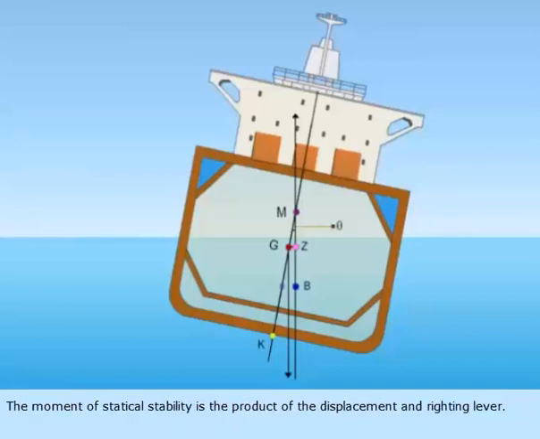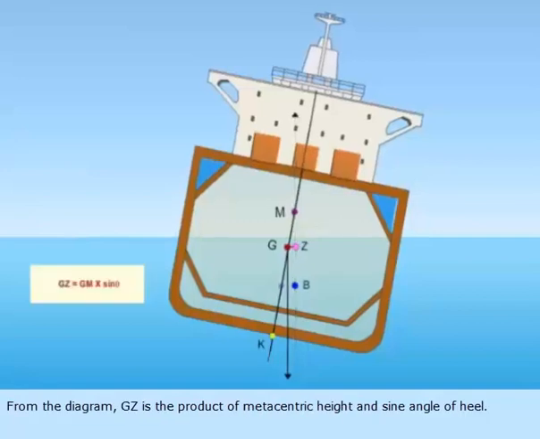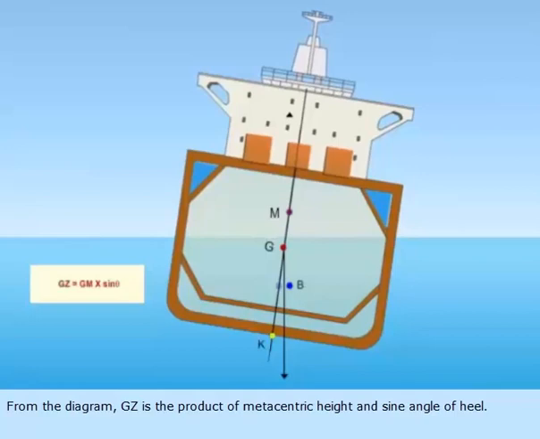The moment of statical stability is the product of the displacement and the righting lever. From the diagram, GZ is the product of metacentric height and sine of the angle of heel.